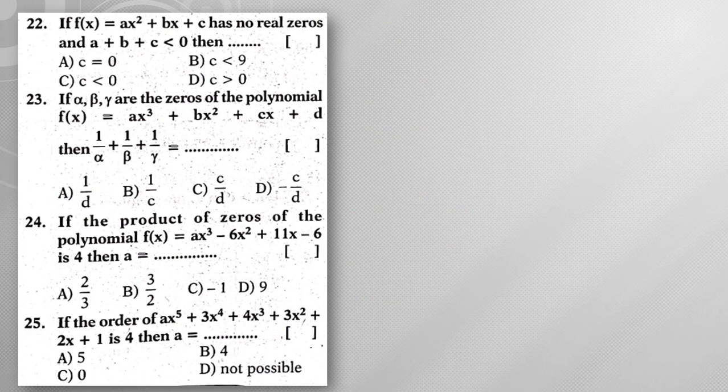If f of x is equal to ax square plus bx plus c has no real zeros, no real zeros means the graph would be completely above the x-axis or completely below the x-axis. Now this particular question is a little high level question, right? And he has given a plus b plus c is less than 0. This polynomial ax square plus bx plus c has no real zeros, so there are two possibilities for the graph: either it can be completely above the x-axis or completely below the x-axis.